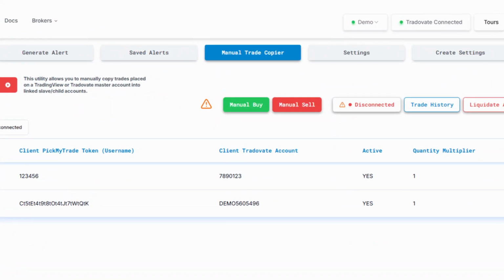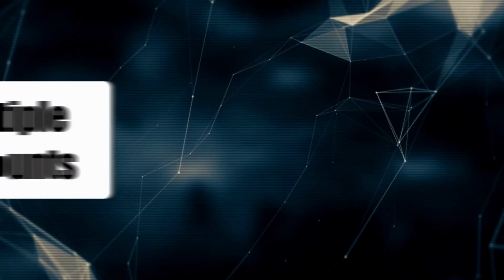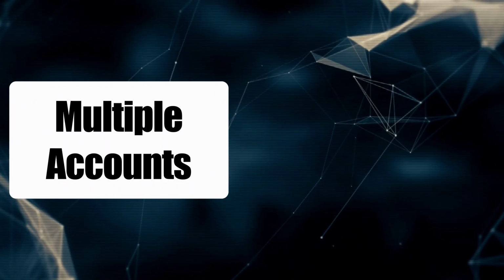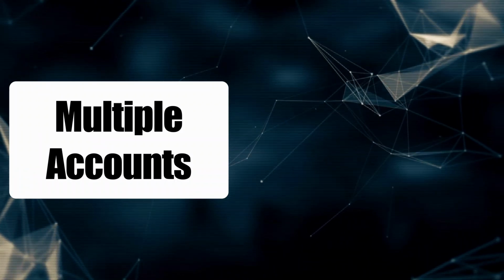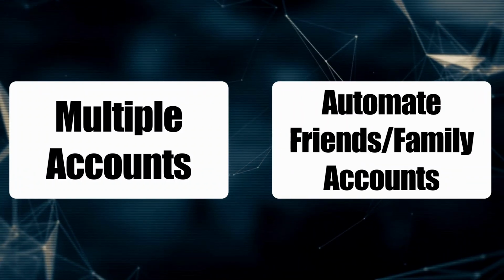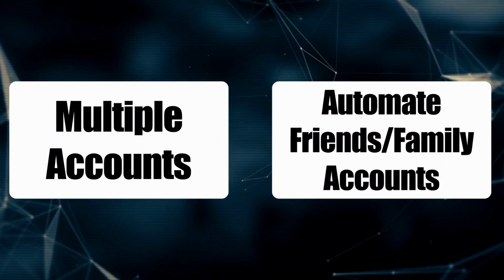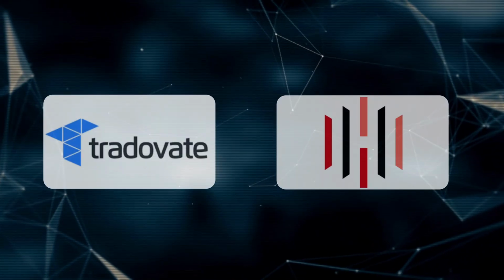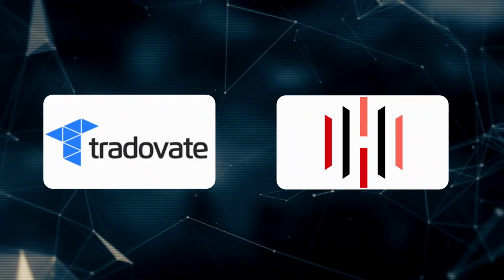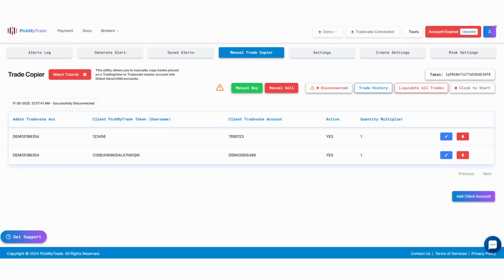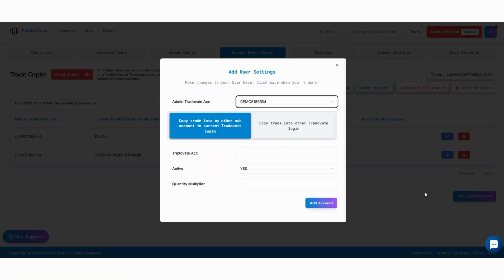So now we will look at the manual trade copier. Let's say you have multiple accounts and you want to place trade into all those sub-accounts, or another case would be you have to automate your family friends or your another Tradovate login. So in such cases, you need to create a separate PickMyTrade account and new Tradovate login, and you need to take their PickMyTrade token. So for such cases, we have created the manual trade copier. When you click on Add Client Account, it will ask you for admin Tradovate account, from which admin's account you want to copy the trade from.